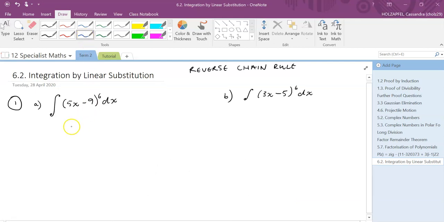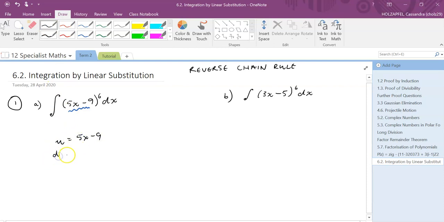So what we're going to be doing today is actually a reverse of that method. The first thing I did with that chain rule was pick the inside function, and here's the thing, we're always going to pick this inside function. We're always going to let this inside function be equal to u. Sometimes we might have extra variables on the outside, but we're not going to worry about those. So u is equal to 5x − 9.